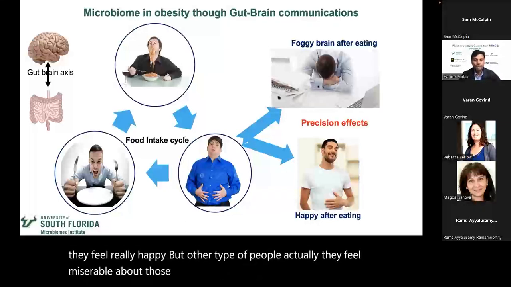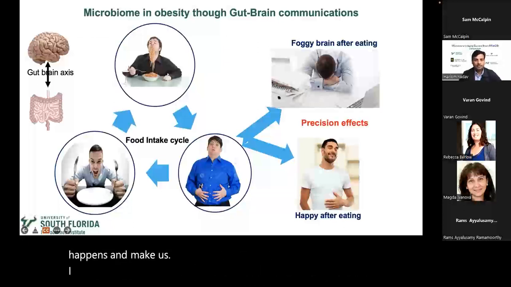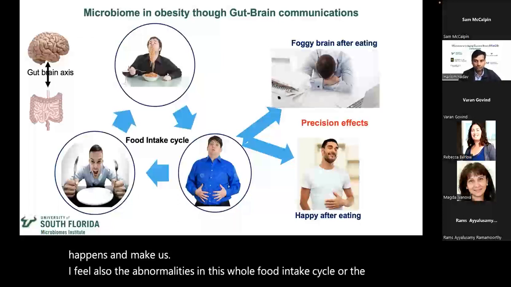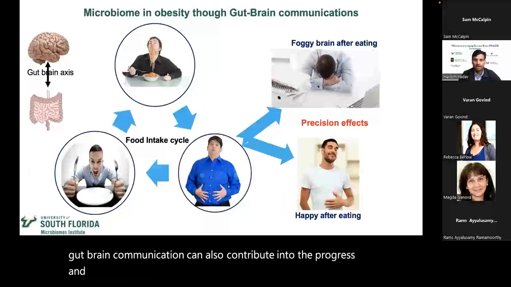So this is the classical example of how this gut-brain communication happens and makes us feel. Abnormalities in this whole food intake cycle or the gut-brain communication can also contribute to the progression of obesity, higher weight gain, or weight management. I will give you a very simple example.